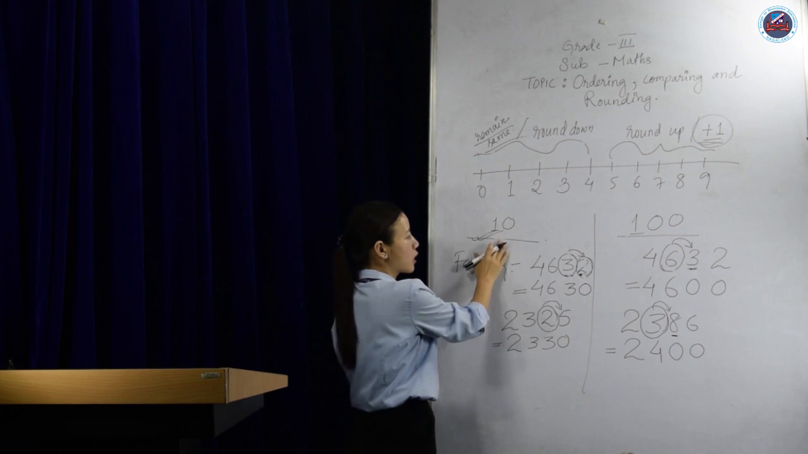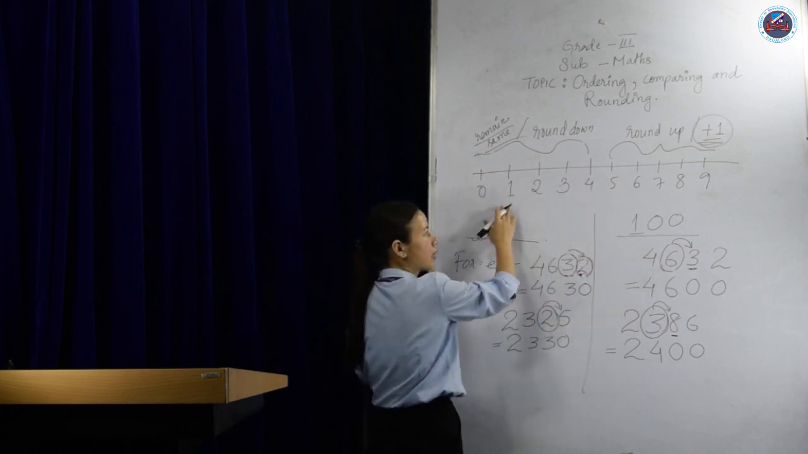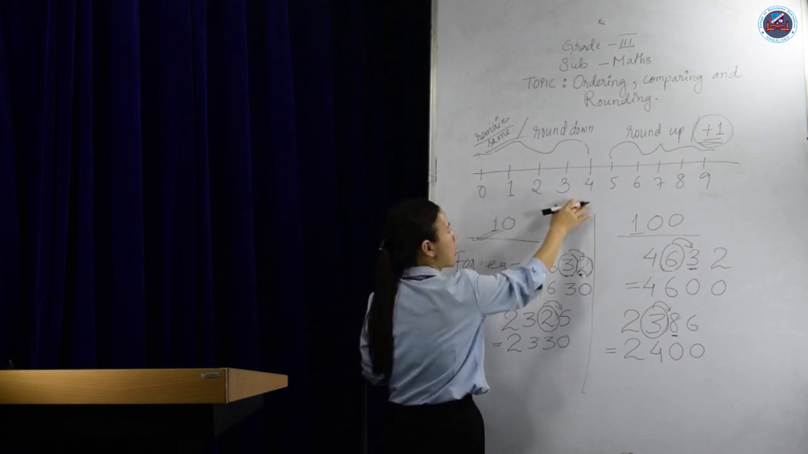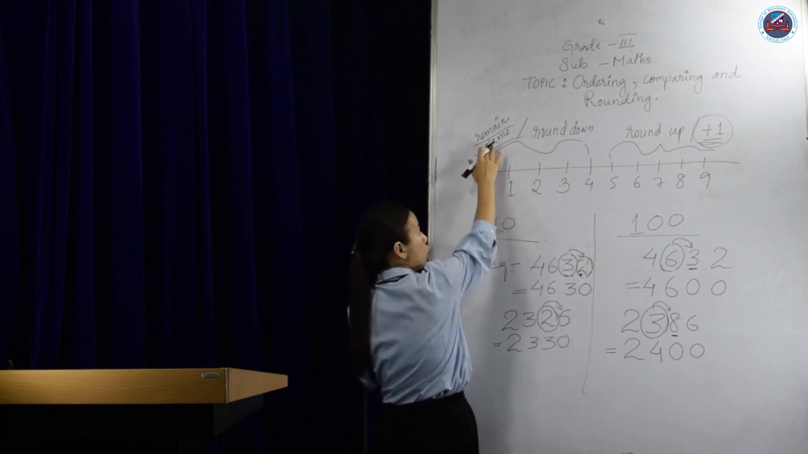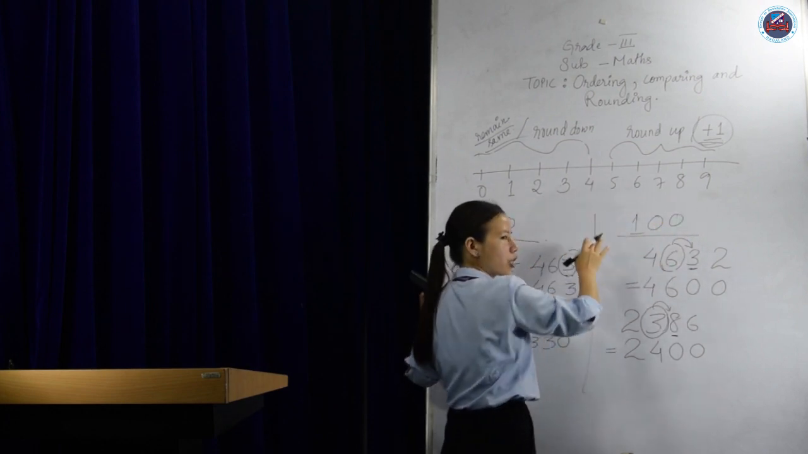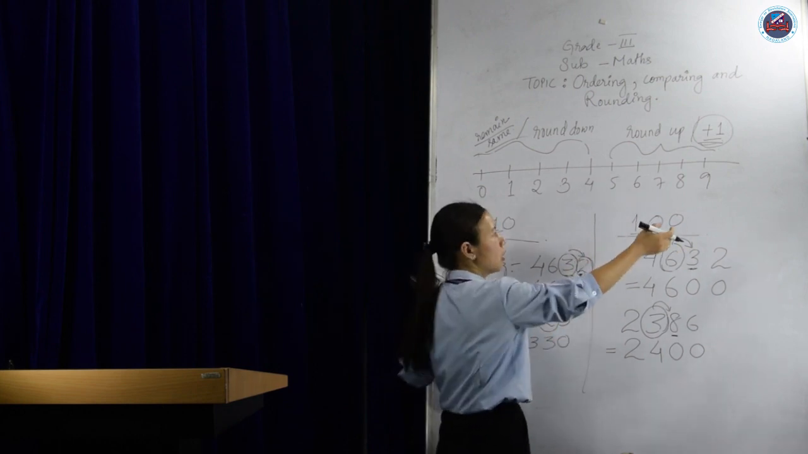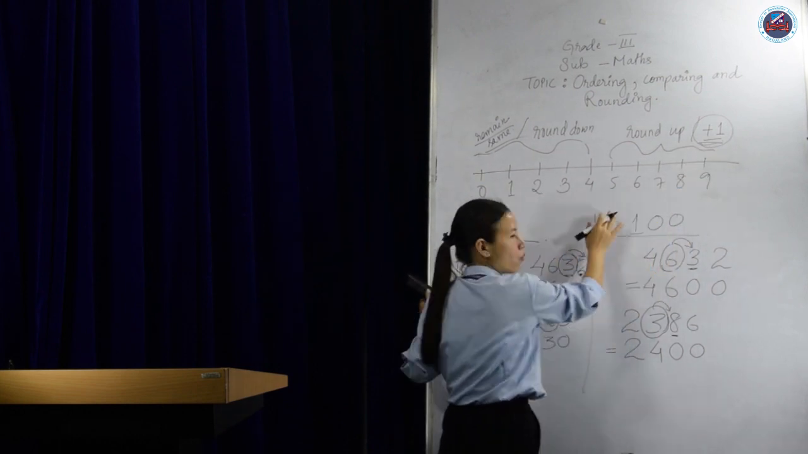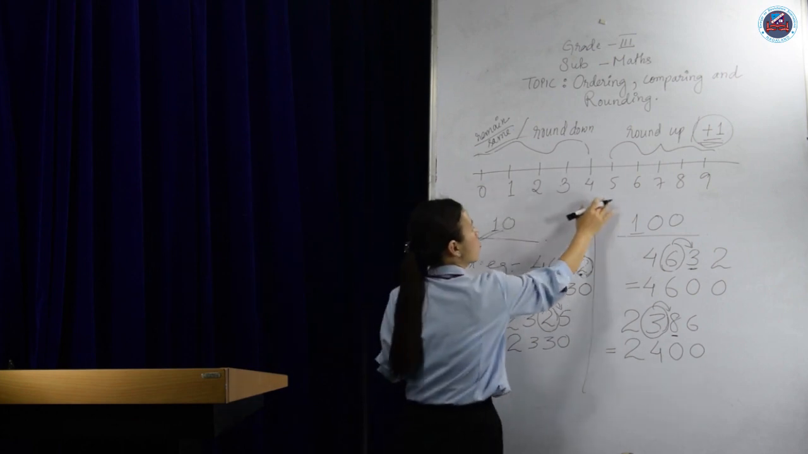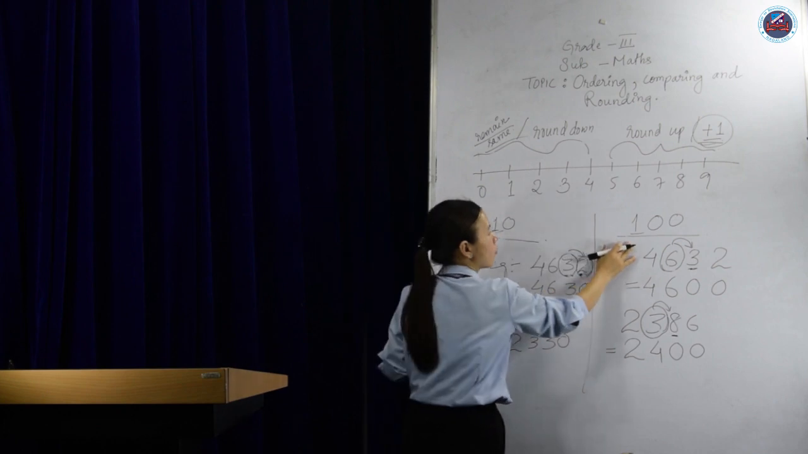Remember, to round to the tens and hundreds, we have to follow these 2 rules. Rule number 1, less than 5. If your digit is less than 5, we round down or it remains the same. And rule number 2 says if your digit is equal to 5 or more than 5, we round up, or we increase it by 1. So by following these 2 rules, you can find your rounded number for the tens and for the hundreds.